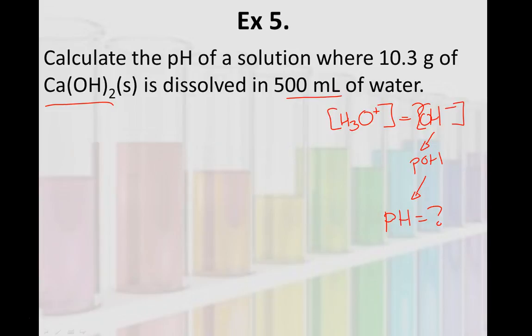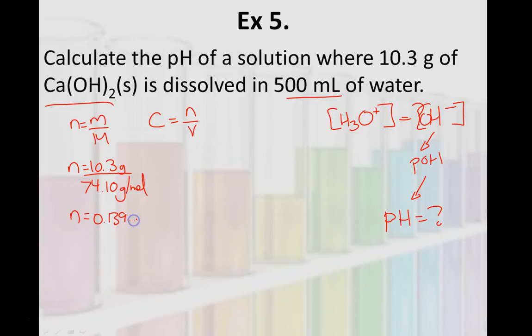Concentration, and I don't have concentration in moles per liter, but I can use n equals m over M, and then go into c equals n over V. So the number of moles is 10.3 grams over the molar mass of calcium hydroxide, 74.10 grams per mole. Am I not right? Yeah, you're right. Okay, 0.139 moles.